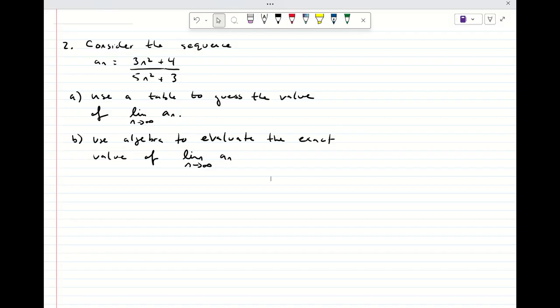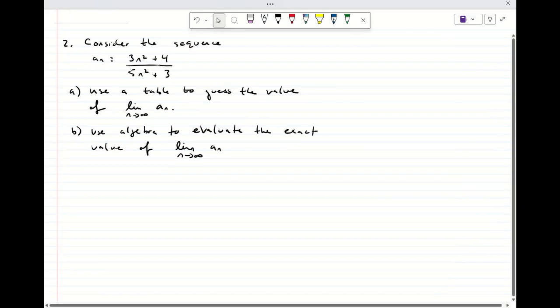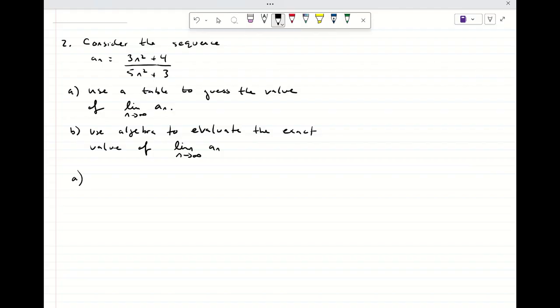So first of all, we can use a table to approximate this limit. And for part A, on one column of the table, we'll have different values of n. And in the second column of the table, we'll plug in those n values into this formula. So if n is equal to 1, we'll have 3 times 1 squared plus 4 over 5 times 1 squared plus 3. Right, so on the top you'll have a 7, on the bottom you'll have an 8, and you can approximate that to a decimal.